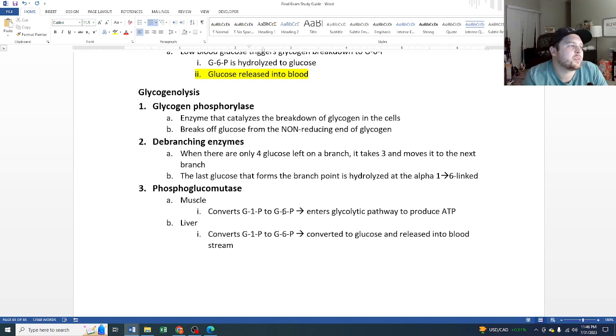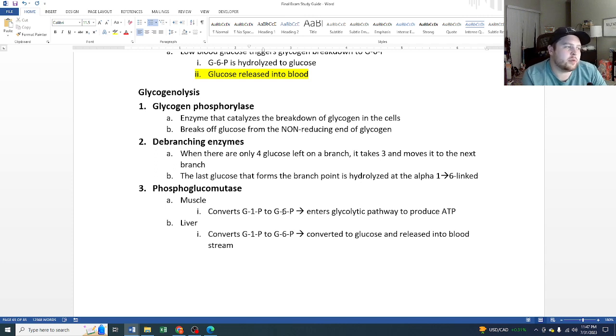that non-reducing end. The debranching enzyme, when there are only 4 glucose left on a branch, it takes 3 and moves them to the next branch next to it. And so the last glucose that forms the branch point is hydrolyzed at the alpha-1,6 linkage. So it takes 3 of them, and then it breaks off the last glucose that's still attached, officially removing that specific branch of glycogen.